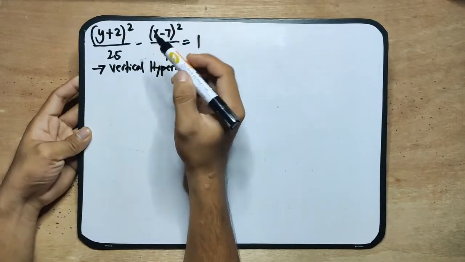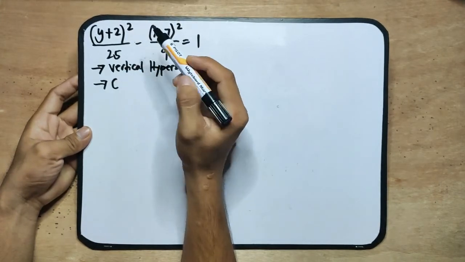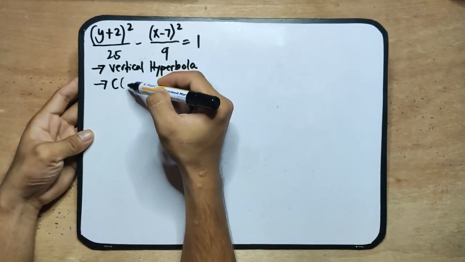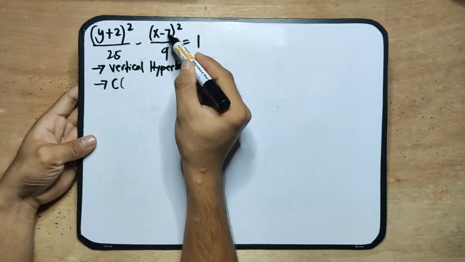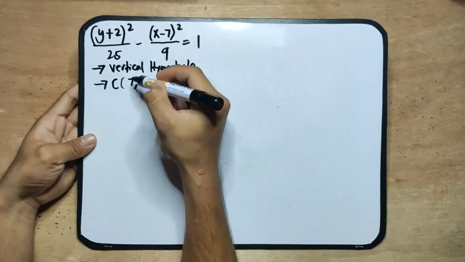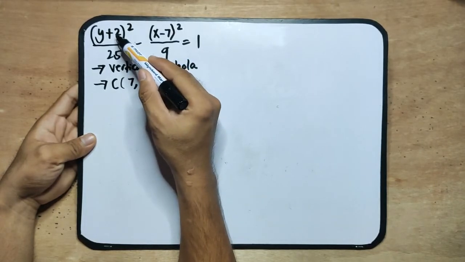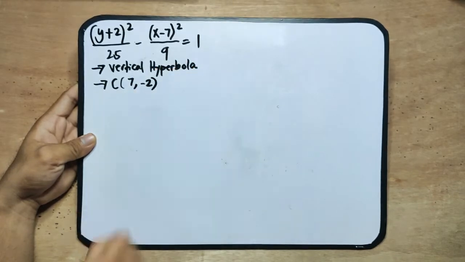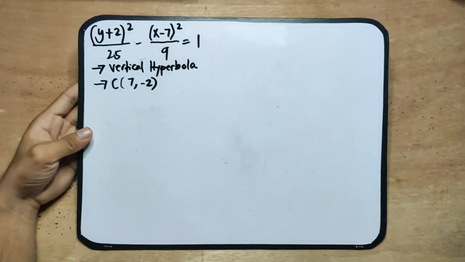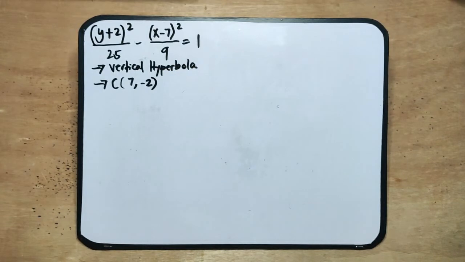Let's try to identify the center. The center here, syempre, ang coordinates niya ay h and k. Yung h laging kasama ni x at yung k laging kasama ni y. Since negative ito, we consider the positive counterpart. The value of h is 7. And positive ito, this is the value of k, we consider the negative counterpart, which is negative 2. Yan ang ating center. So para malaman natin yung foci, vertices, kailangan natin ng value ni A, B, and C.